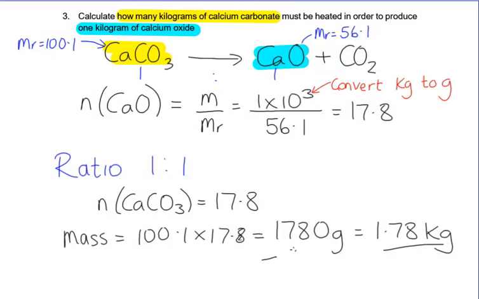So there we go. I've written the balanced equation. I've worked out the number of moles. I've remembered to convert kilograms into grams. I've calculated my MRs in order to do that. I've looked up at my ratio, which is 1 to 1. So the moles of calcium carbonate is the same as the moles of calcium oxide. And I finished off by calculating the mass and converting it back into kilograms. So we should have got 1.78 kilograms.